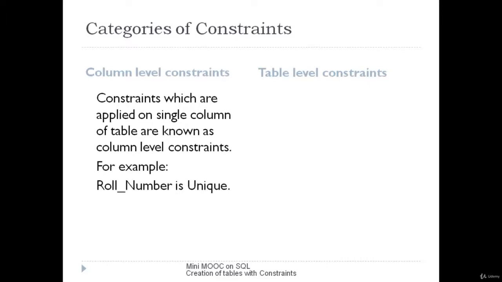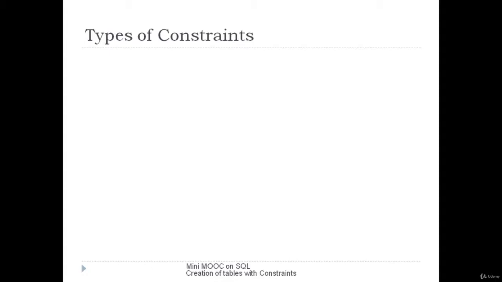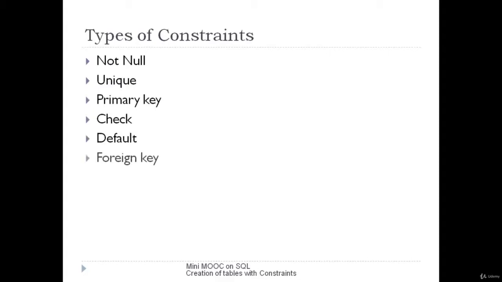If a constraint is applied on a single column of a table, for example, roll number is unique, then it is a column level constraint. And if a constraint is applied on more than one column of a table, then it is a table level constraint. For example, in primary schools, where in a class every roll number starts with 1, the combination of roll number and class is unique and it is a table level constraint. There are 6 types of constraints, and these are not null, unique, primary key, check, default and foreign key constraint.